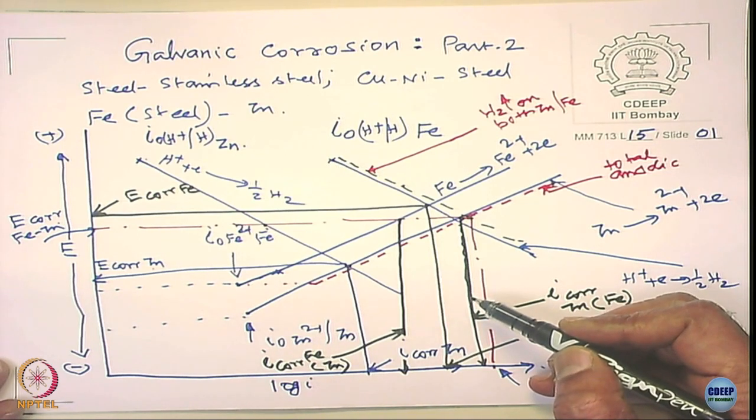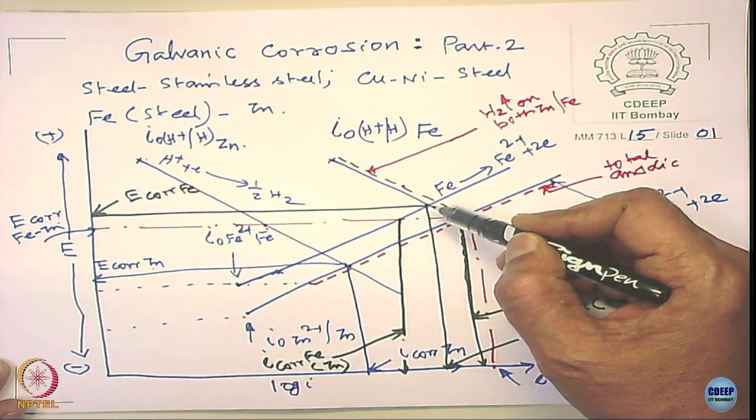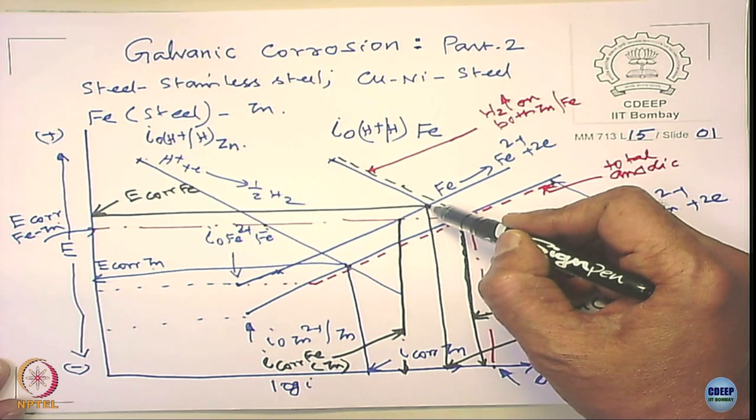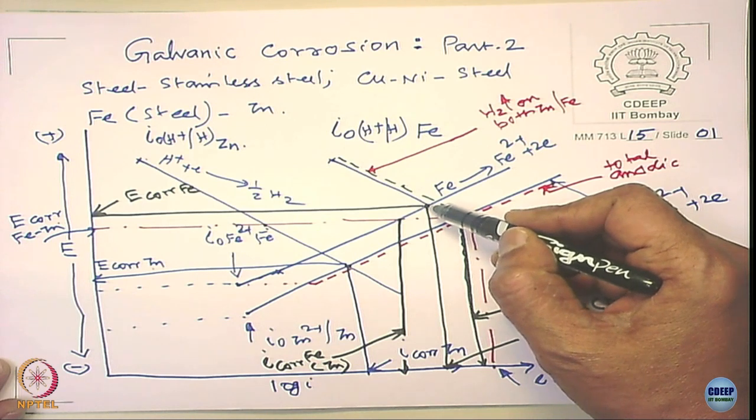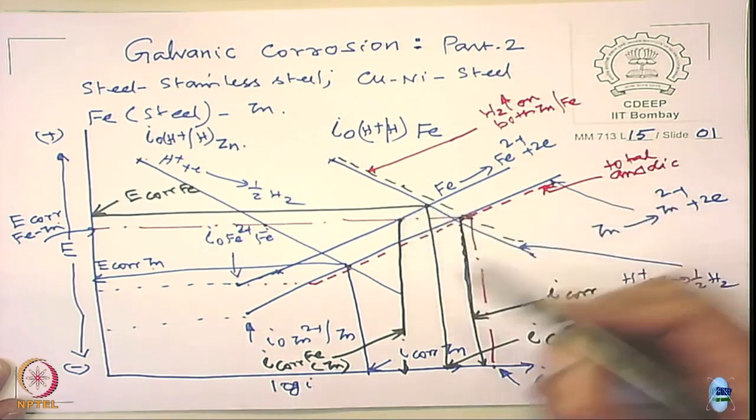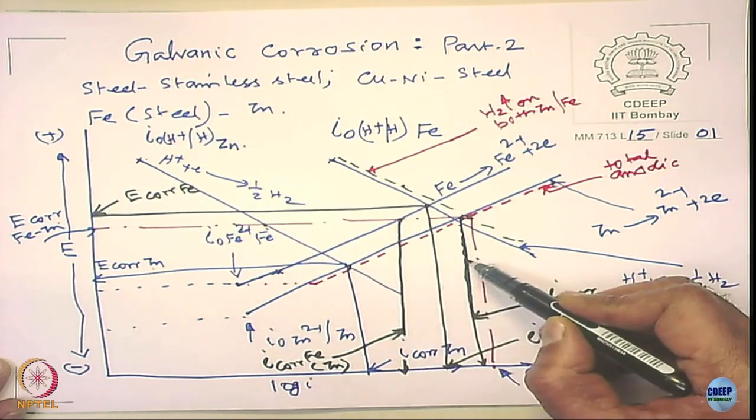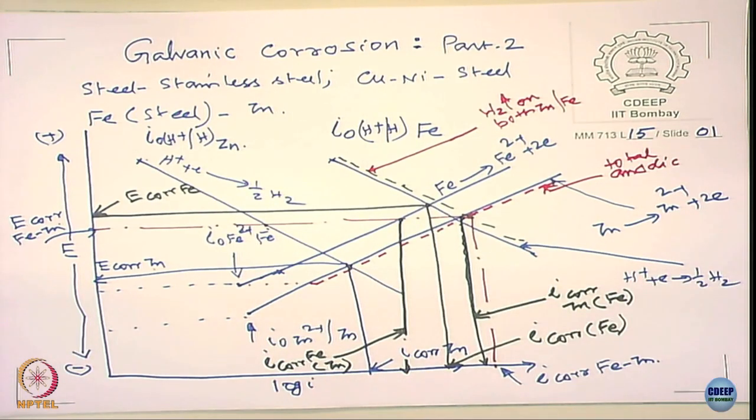So the iron corrosion rate is decreasing from this point to this point, am I right? And the zinc corrosion rate is increasing from here to this. So what do you call this process? You discussed one protection before, electrochemical protection of a metal, right? What do you call this? The sacrificial protection. It is a cathodic protection of the metal by sacrificial action. Zinc is getting dissolved at the expense of iron, right? The iron is getting protected here.